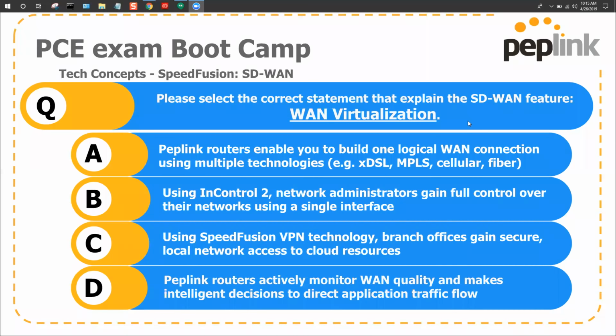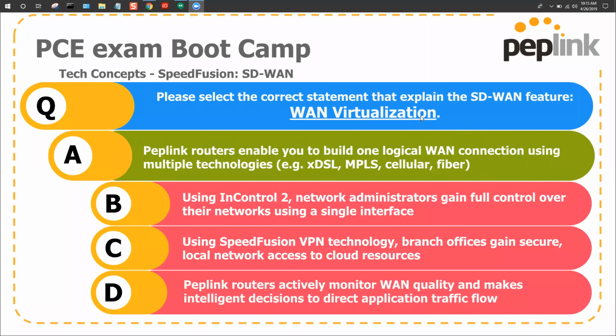And if you answered A, give yourself a gold star. WAN virtualization means Peplink routers enable you to build one logical WAN connection using multiple technologies: DSL, MPLS, cellular, fiber. Again, it doesn't matter the handoff to the Peplink device. As long as we can take that handoff, we can integrate it into SpeedFusion.